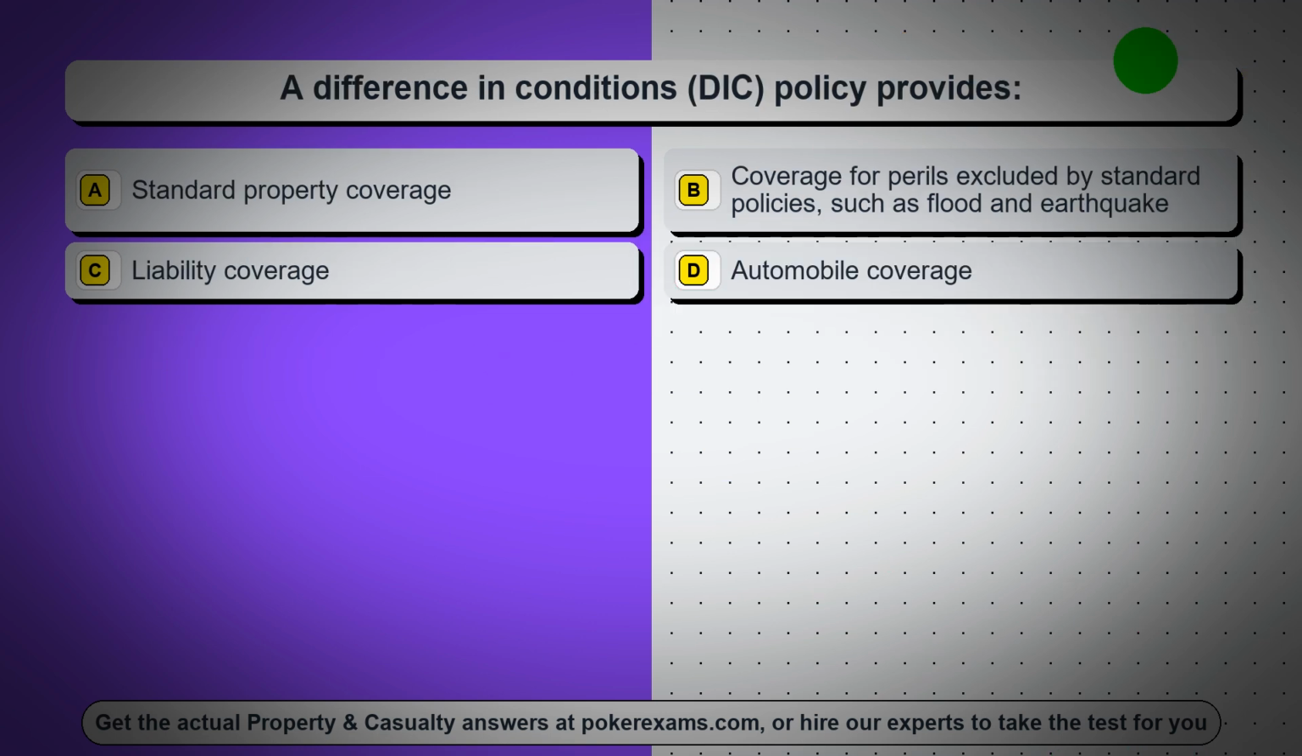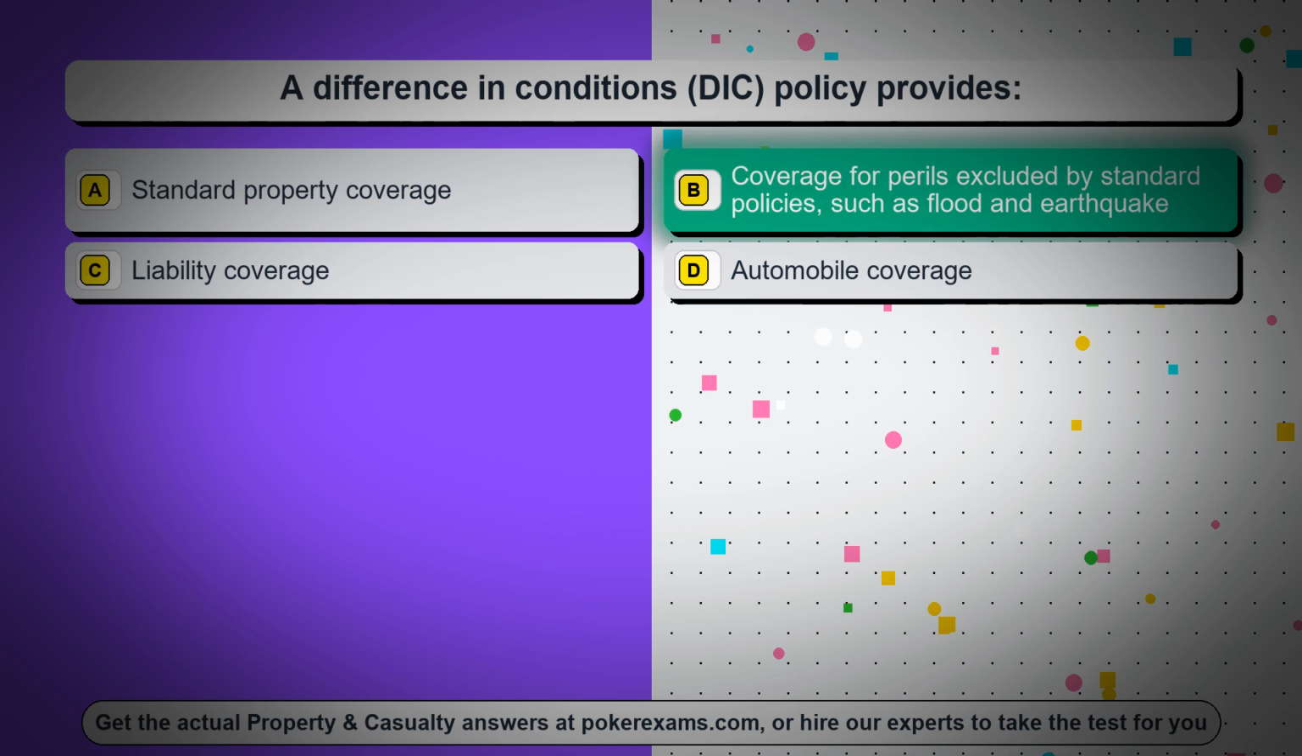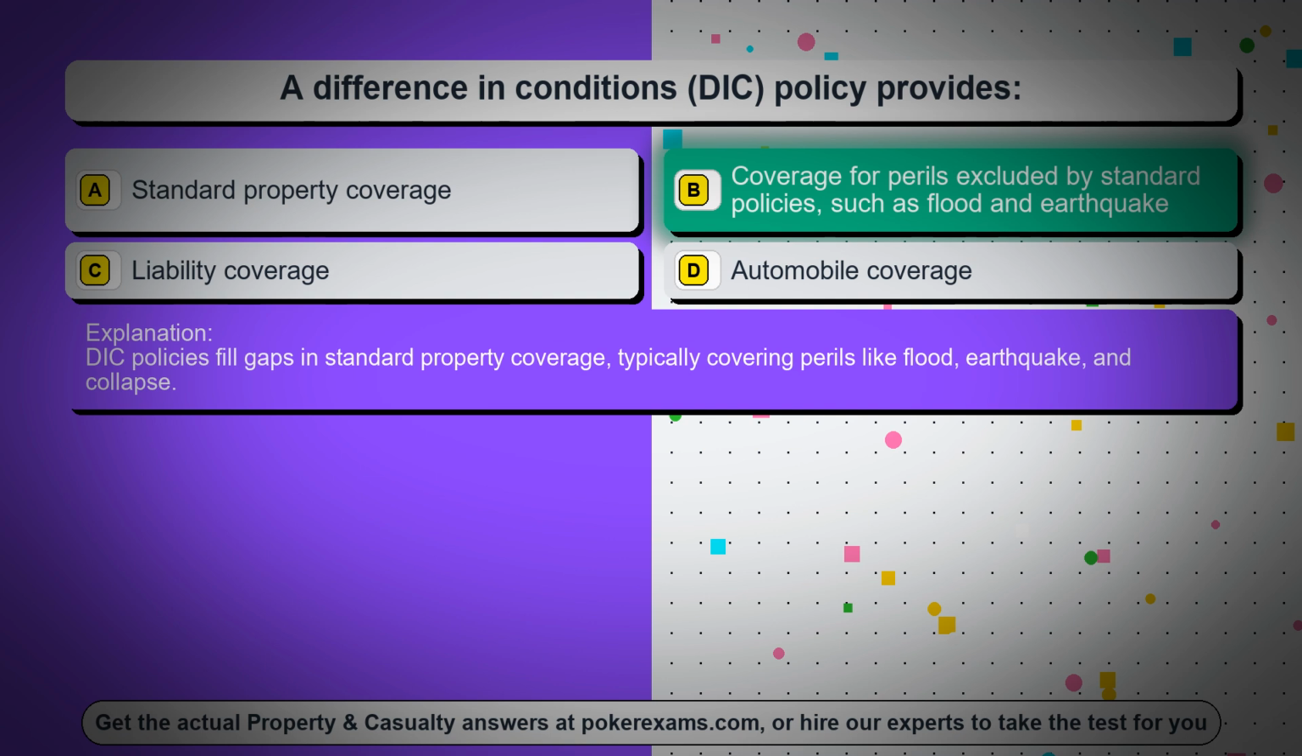Question 47. A difference in conditions, DIC, policy provides option A, standard property coverage. Option B, coverage for perils excluded by standard policies, such as flood and earthquake. Option C, liability coverage. Option D, automobile coverage. The correct answer is option B, coverage for perils excluded by standard policies, such as flood and earthquake. DIC policies fill gaps in standard property coverage, typically covering perils like flood, earthquake, and collapse.